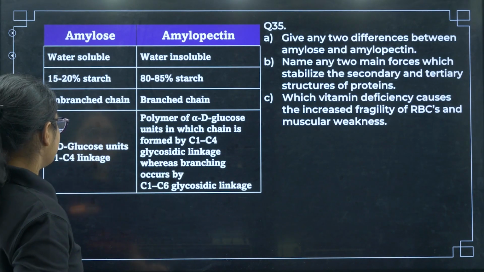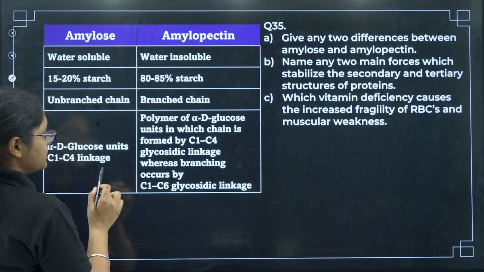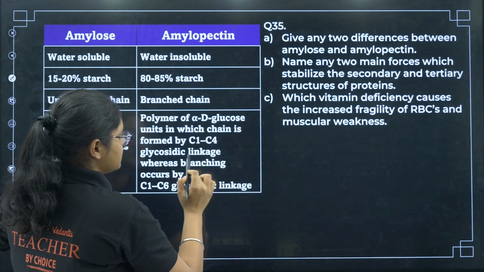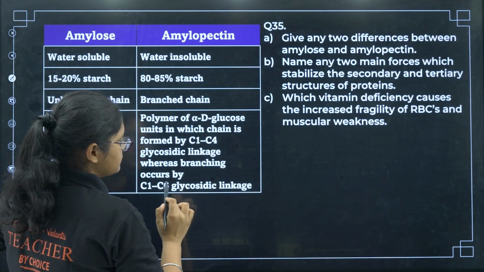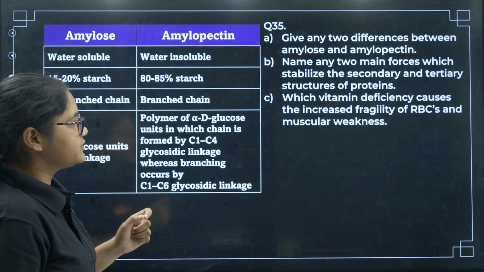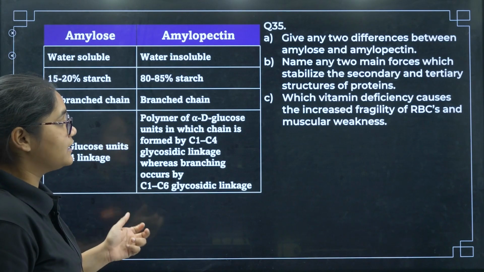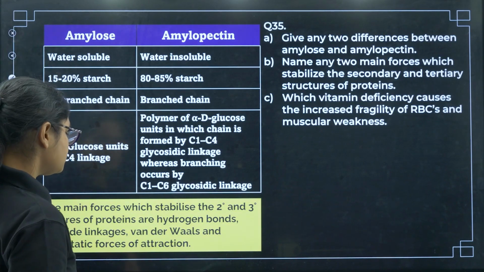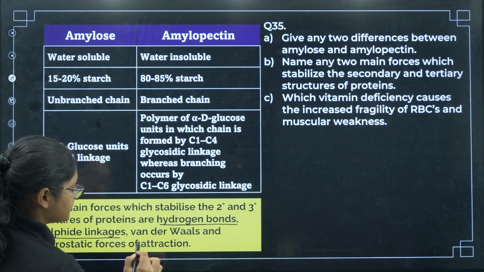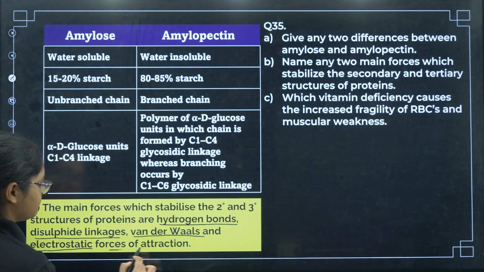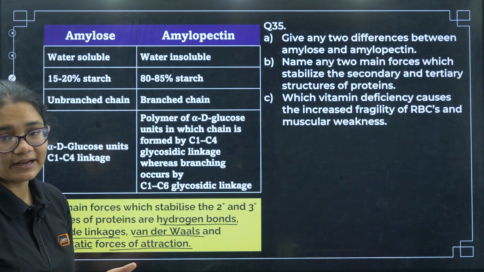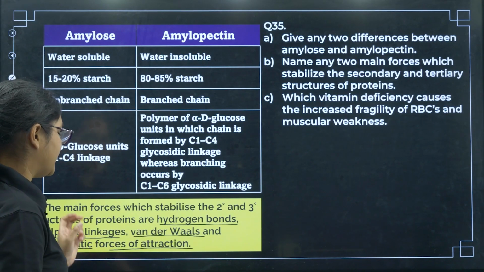Then you have to tell about the linkage. Here the alpha D glucose units form C1-C4 linkage, and in amylopectin the chain is formed by C1-C4 glycosidic linkage and branching occurs at C1-C6 glycosidic linkage. Next, name any 2 forces which stabilize the secondary and the tertiary structure of protein. We have different forces here like hydrogen bonds, disulfide linkages, van der Waals and electrostatic forces of attraction. You can write any 2 here.